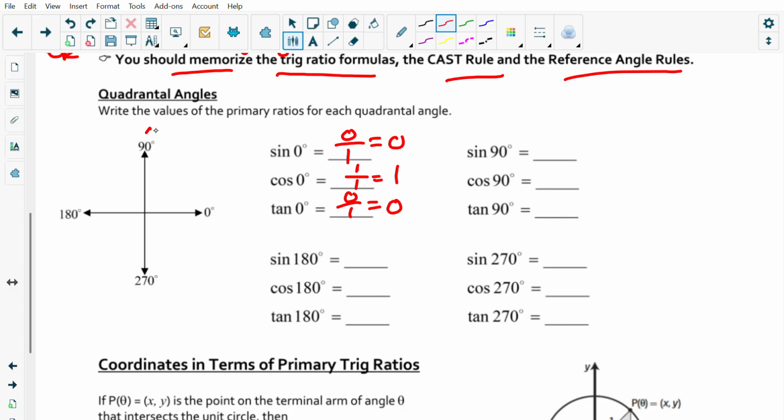Sine of 90, when we get to 90 degrees, opposite over hypotenuse, that's 1 over 1, that's 1. Cosine of 90 is adjacent, which is now 0, over hypotenuse 1, that's 0. Tangent of 90, if we do sine over the cosine, that's 1 over 0. Well, this is undefined.